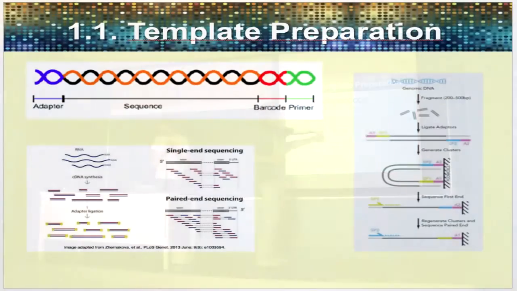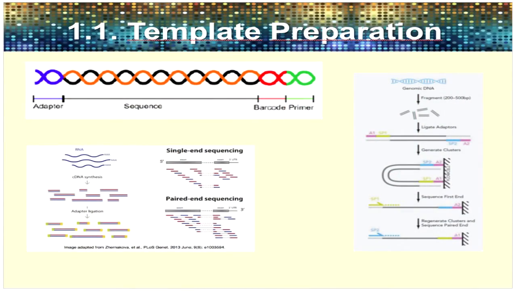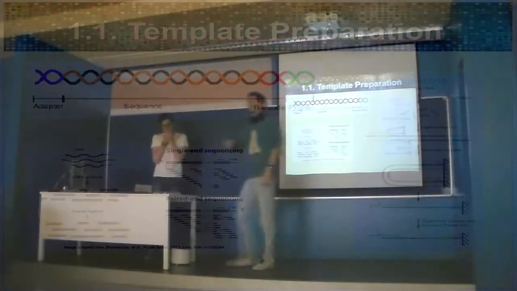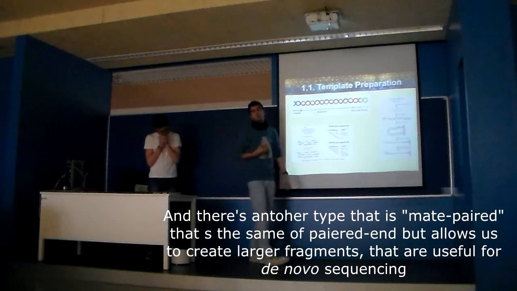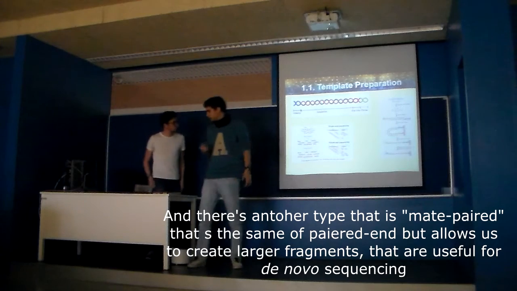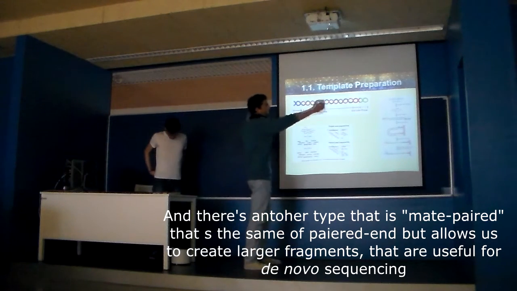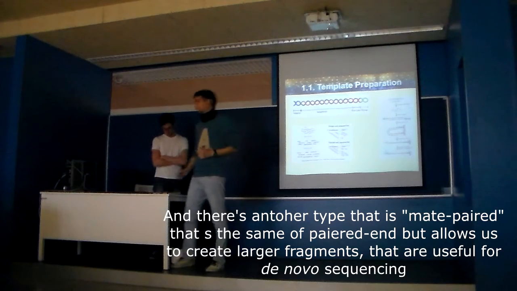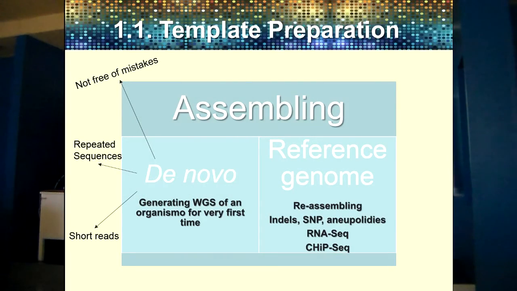As I said before, we have single-end sequencing and paired-end sequencing, which is basically the same, but we have double the information because in the PCR we have the complementary sequence. There's another type, mate-pair, which is the same as paired-end but allows us to create larger fragments, useful for novo sequencing. So we can differentiate between de novo sequencing of a new organism, which is the first time we are going to sequence it, and sequencing with a reference genome, which is for all the applications that we know.